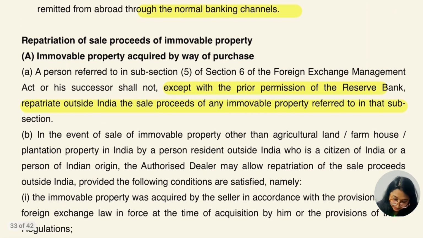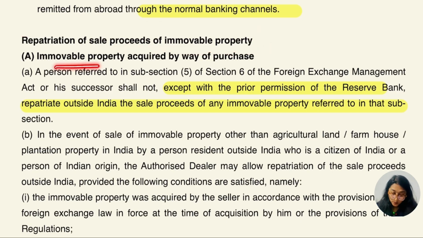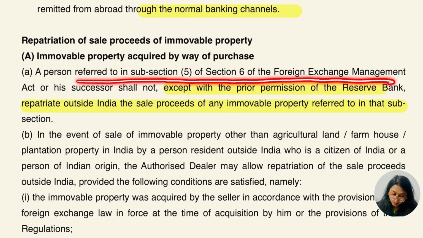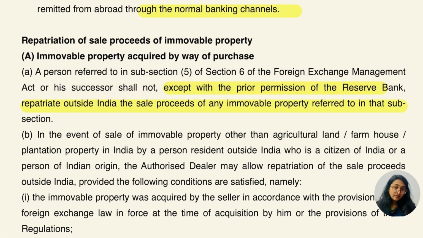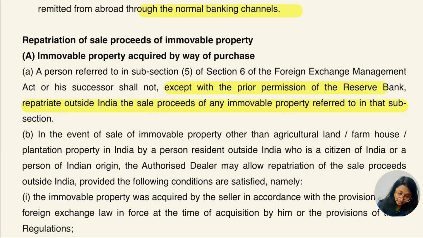Repatriation of the sale proceeds of what? The immovable property. Immovable property acquired by way of purchase. A person referred to in sub-section 5 of section 6 of the Foreign Exchange Management Act or his successor shall not, except with the prior approval of RBI, to be taken in case of repatriation, repatriate outside India the sale proceeds of any immovable property referred to in that sub-section.